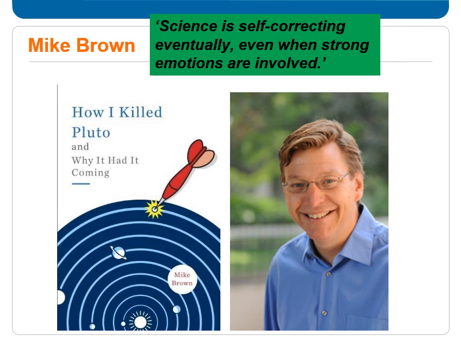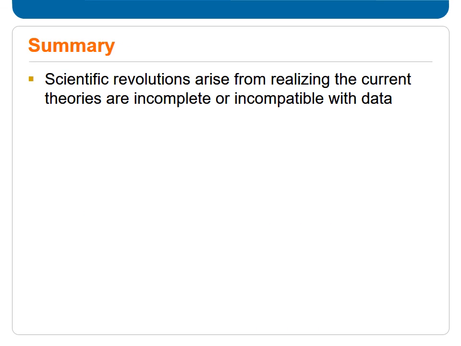"Science is self-correcting eventually, even when strong emotions are involved," said Mike Brown, who had a huge role in redefining Pluto as a dwarf planet and wrote this highly recommended book, How I Killed Pluto and Why It Had It Coming. In summary, scientific revolutions arise from realizing the current theories are incomplete or incompatible with data.